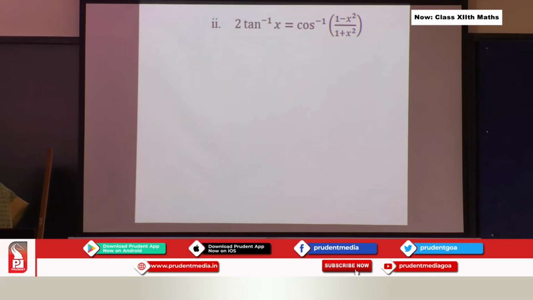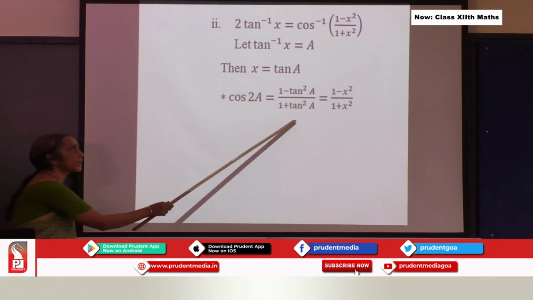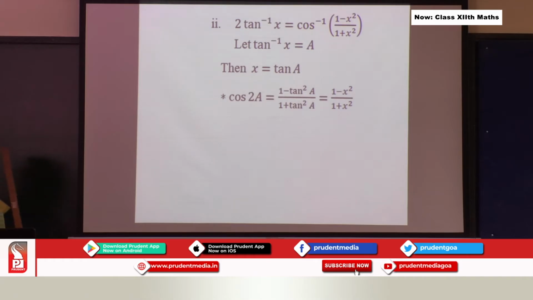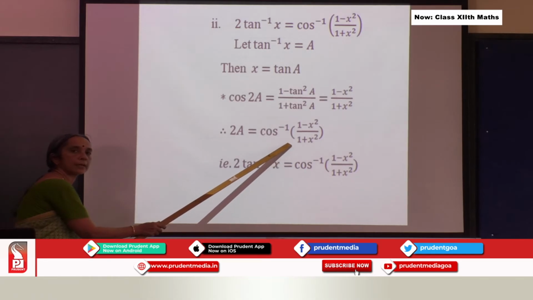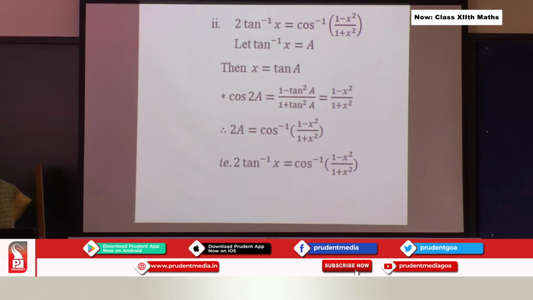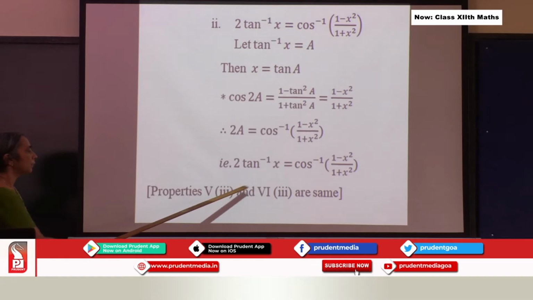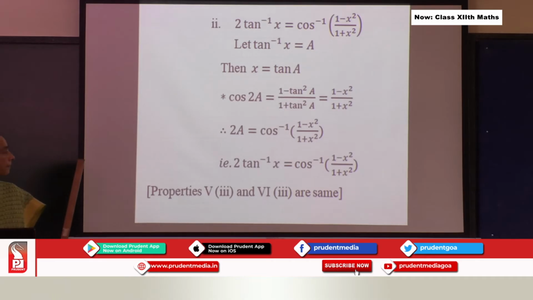Similarly, next one, which formula? Let tan inverse of x be A, x is tan A. Then cos 2A is 1 minus tan square A upon 1 plus tan square A, 1 minus x square upon 1 plus x square. From that trigonometric formula, we are getting 2A is equal to cos inverse of 1 minus x square upon 1 plus x square. 2 tan inverse of x is cos inverse of 1 minus x square upon 1 plus x square. The third one is same as the fifth one. So I have not repeated the proof.